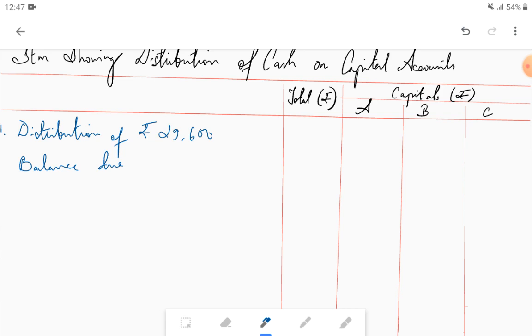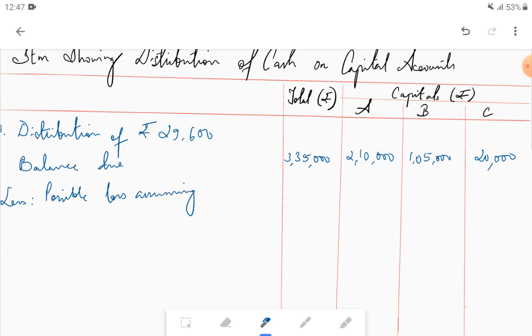So the capital accounts of your different partners: partner A's capital account is amounting to 2,10,000, partner B rupees 1,05,000 and partner C's capital account is rupees 20,000. So the total of these three amounts to rupees 3,35,000. This is how much we have to pay to our partners. So again, remember we put less possible loss, assuming remaining assets to be worthless.